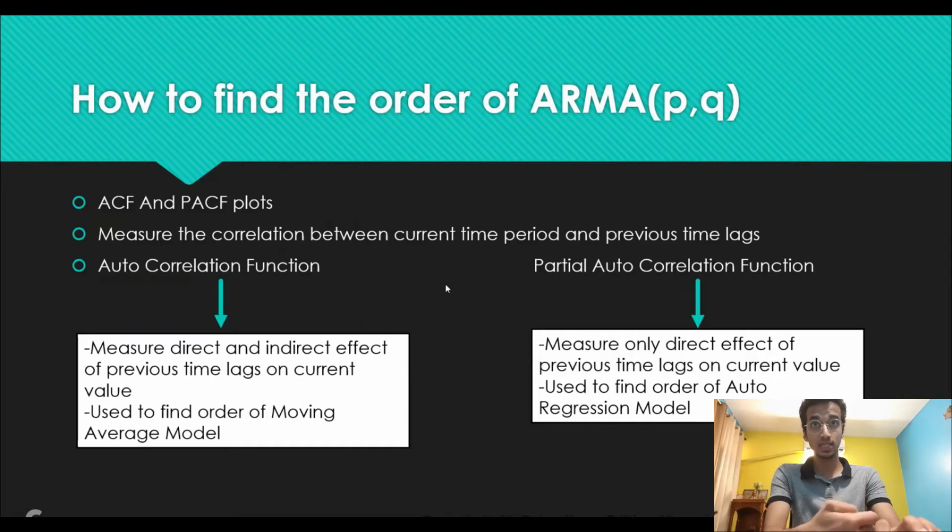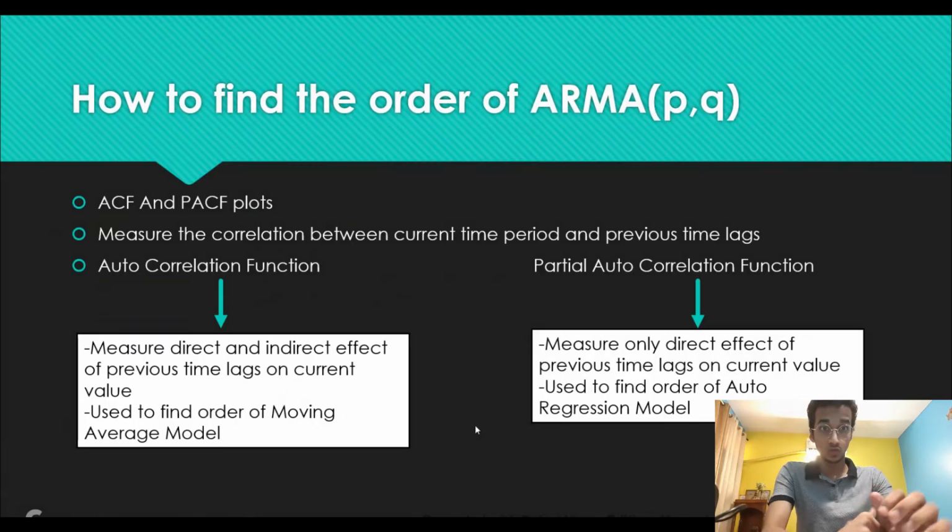For that, we use the ACF and PACF plots, which I have explained in their respective videos, but still it's simply used to measure the correlation between the value today and the value in some previous time steps back. So we have the autocorrelation and partial autocorrelation. Autocorrelation simply measures the direct and indirect effects of previous time lags on the current value, and it is used to find the order of the moving average model. And partial autocorrelation measures only the direct effect of the previous time lags on the current value. It eliminates the indirect effects, and it is used to find the order of the auto regression model, right?